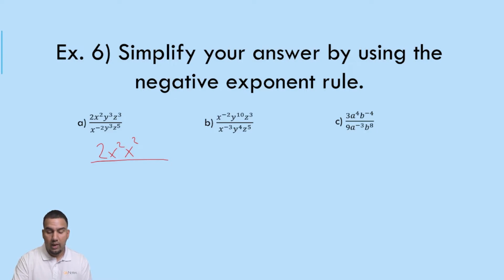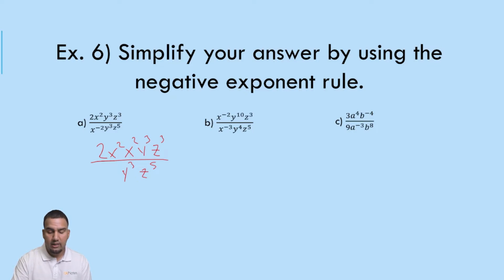I'm going to move on to the y. I have a y cubed on top and a y to 3 on the bottom, which is perfectly fine. They're not negative exponents, so I'm going to leave them how they are. Now I have a z to the third on top, and I have a z to the fifth on the bottom. Because they're not negative exponents, I'm going to leave them exactly where they are. Now you'll notice I have a very clean basis with exponents.